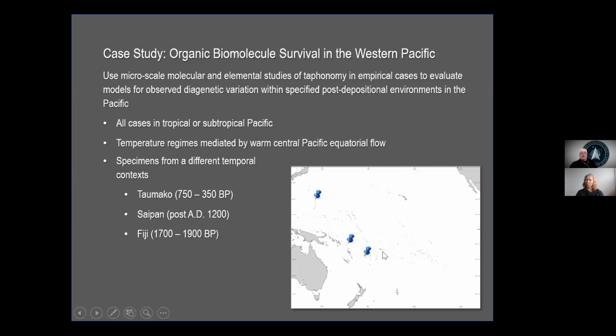And these are all from different time periods. Taumako is relatively recent, 700 to 300 years ago. Saipan, probably in the neighborhood of about 900 years ago. And then Fiji is significantly older, up to almost 2,000 years ago.